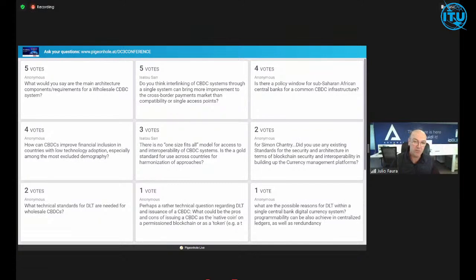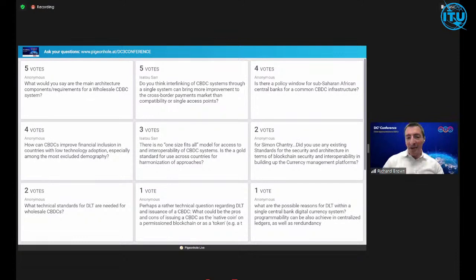It would be nice, especially if everybody was running on Corda, but it's not realistic.